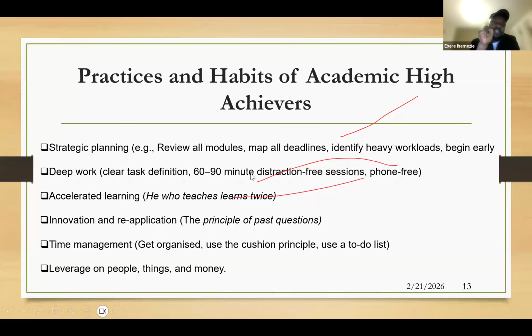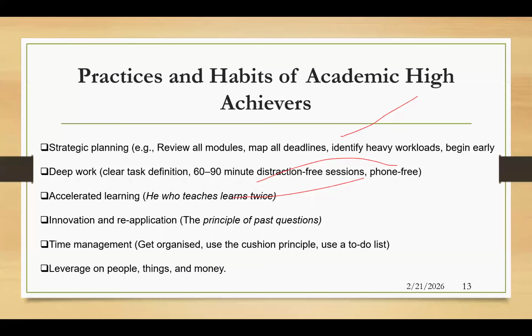All right, so let's look at practices and habits of academic high achievers. Some of the practices, some of the things you need to do, or those that have been through this, some of the things they do in order to get the kind of results you're looking for. The first one is what I call strategic planning.